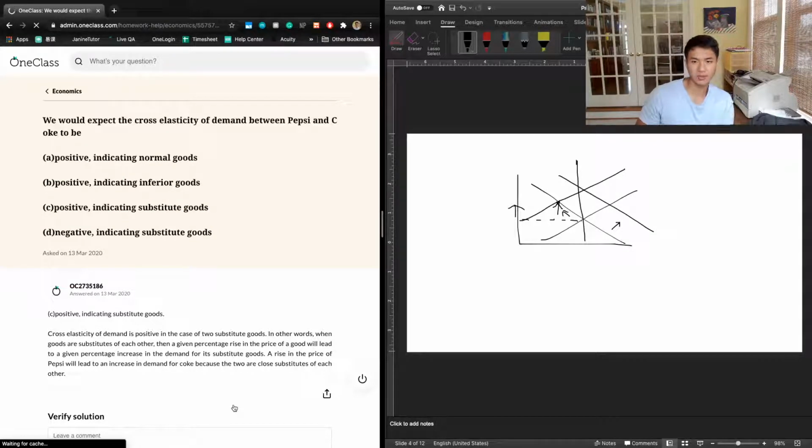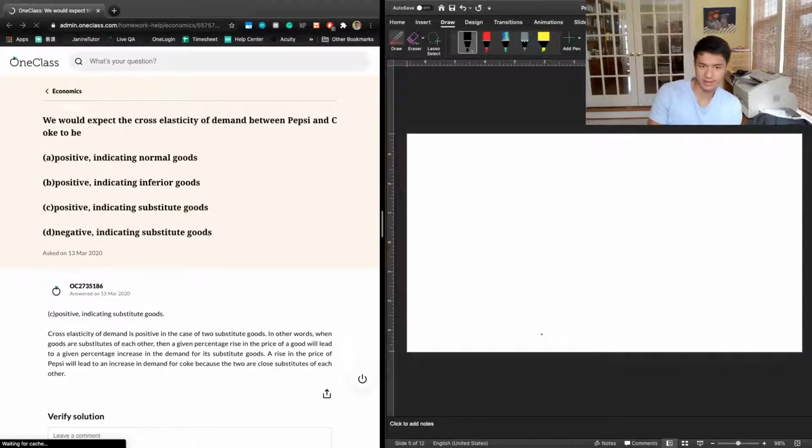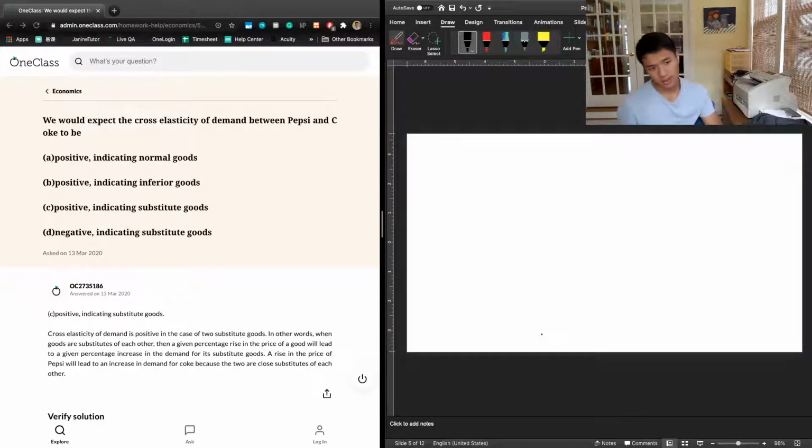Okay, next question says, we would expect the cross-price elasticity of demand between Pepsi and Coke to be A, positive indicating normal goods, B, positive indicating inferior goods, C, positive indicating substitute goods, or D, negative indicating substitute goods. So really quickly, let's define the relationship between Pepsi and Coke. Well, we know that for most people, they're going to be substitutes.